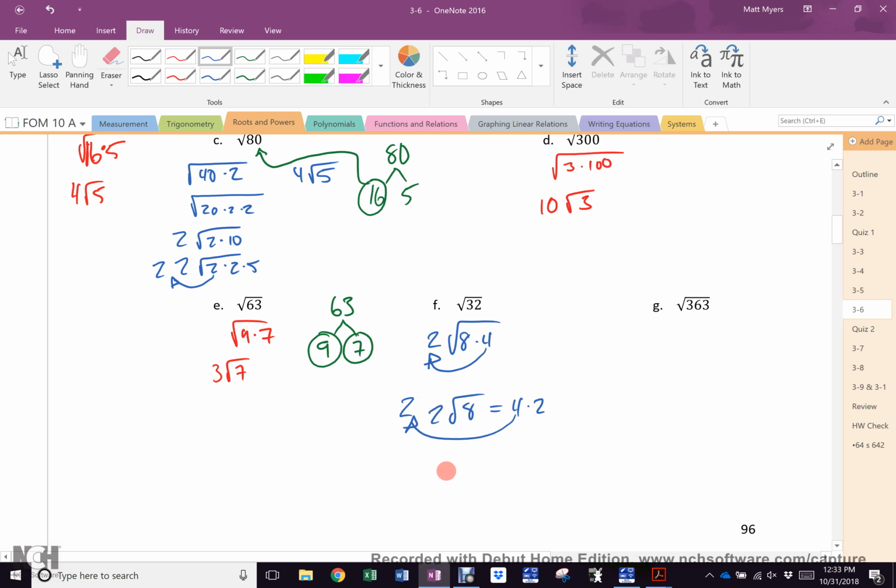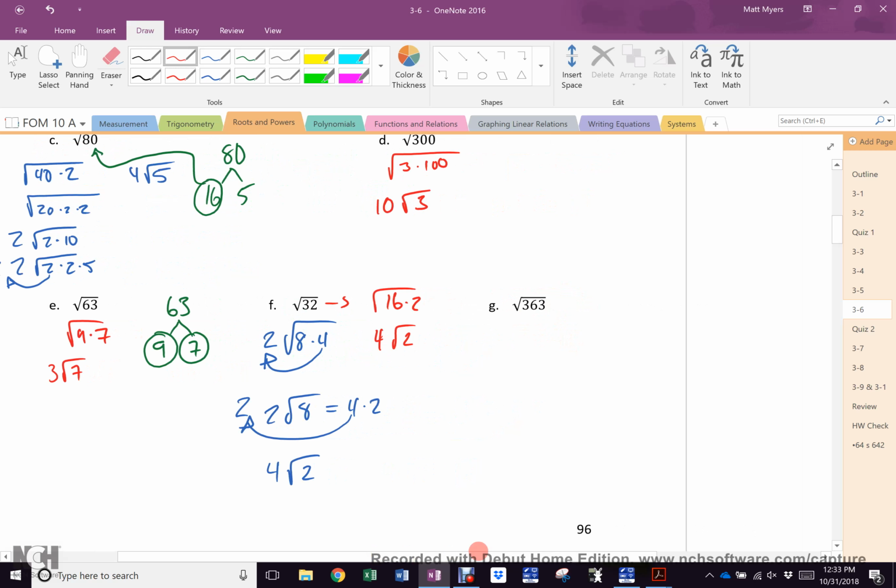What did the 2 and 2 do? 4. And what did I leave under there? 2. What if I was an expert and I noticed right away that that is 16 times 2? What's the square root of 16? 4. What did I leave under there? Okay, now do G by yourself. It's the biggest one. Go.